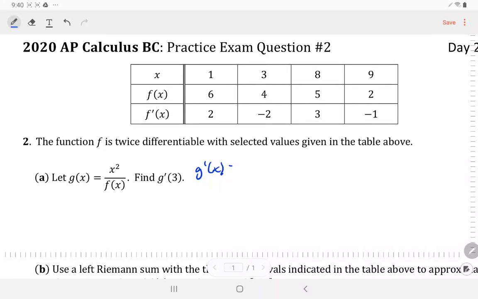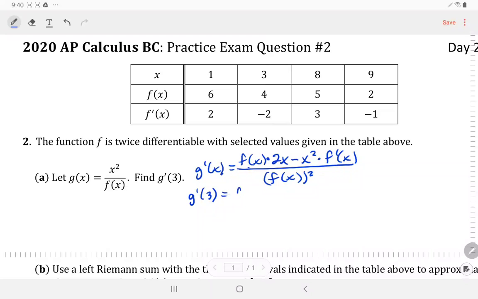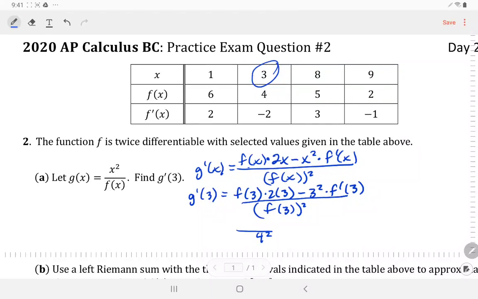So g prime of x equals the denominator times the derivative of the numerator minus the numerator times the derivative of the denominator over the denominator squared. And then I'm substituting in 3. So that's f of 3 times 2 times 3 minus 3 squared times f prime of 3 over f of 3 squared. Okay, so f of 3 according to the table is 4. So this is a 4 squared at the bottom.